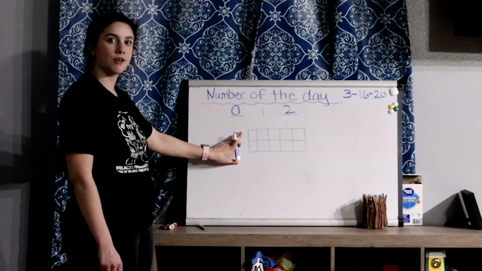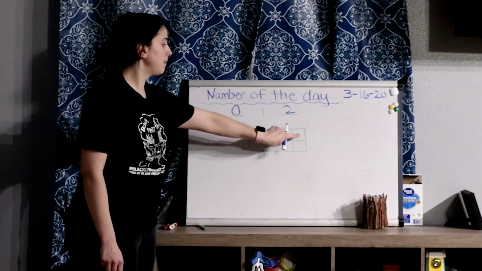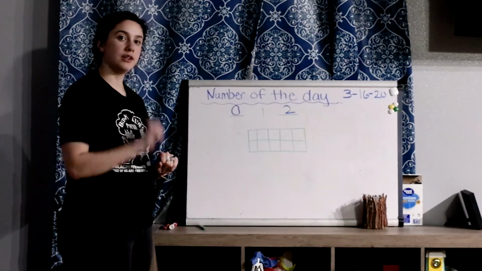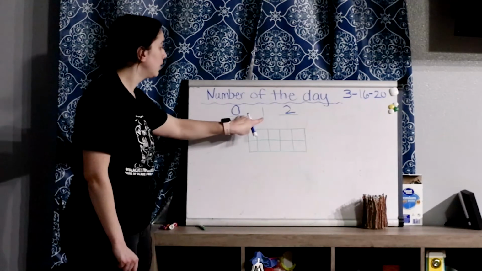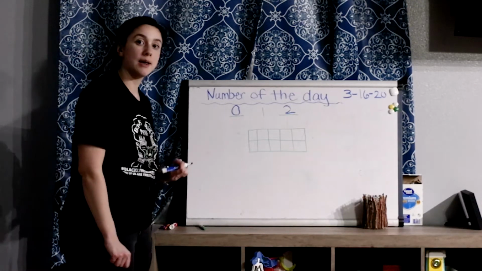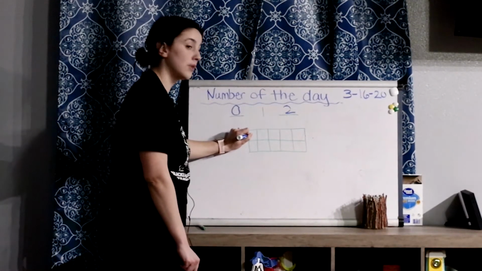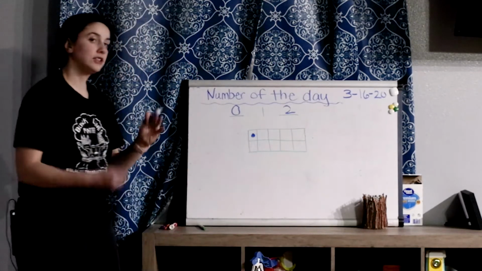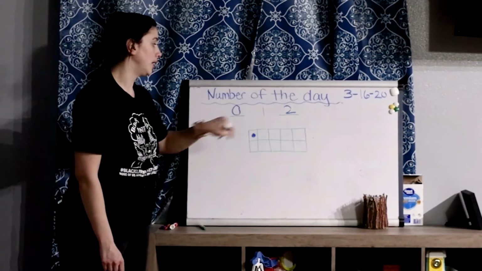This is called a 10 frame. And in the 10 frame, there are 10 boxes. We're going to put 1 dot in the 10 frame to represent the number 1. So count with me as I place the dots. Ready? 1. That's all we're going to do for today because our number of the day is the number 1.